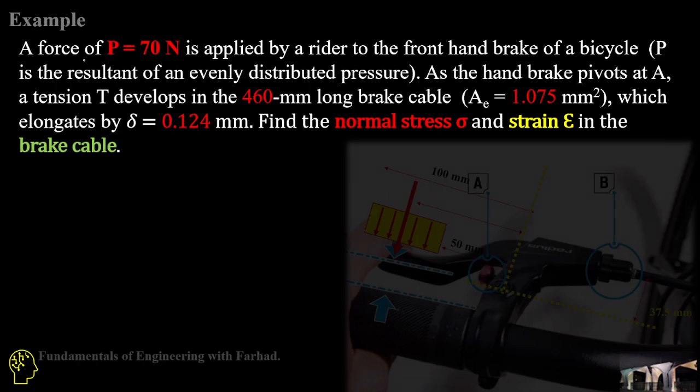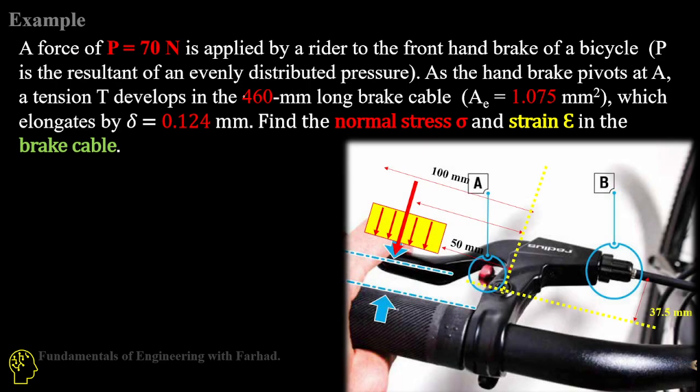So a force of P, this is P equal to 17 newtons, applied by a rider to the front hand brake of a bicycle, and P is the resultant of an evenly distributed pressure. As the hand brake pivots, a tension force of T develops in a brake cable.